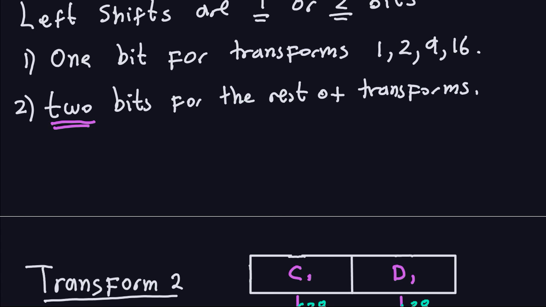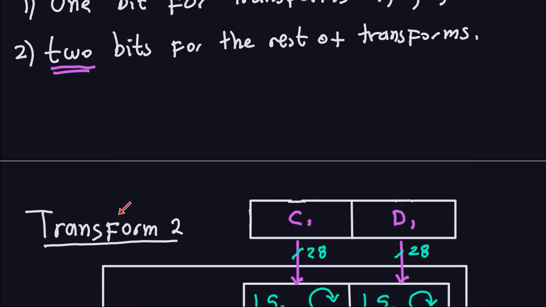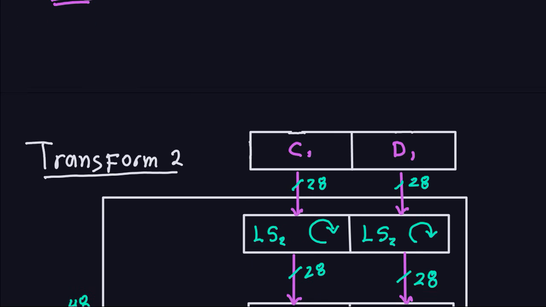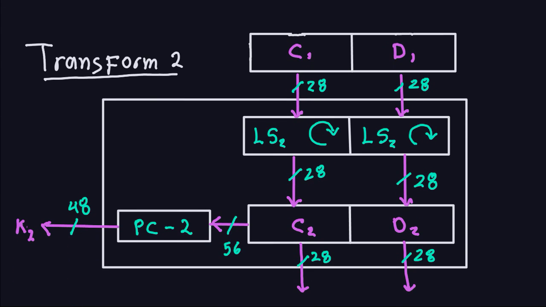Now, with this, we have finally described the whole key schedule. Of course, there are 16 transformations. All of them have this inner structure. The only difference between them is that some of them are 1-bit left shifts and some others are 2 bits. So that completely describes now how the DES works.